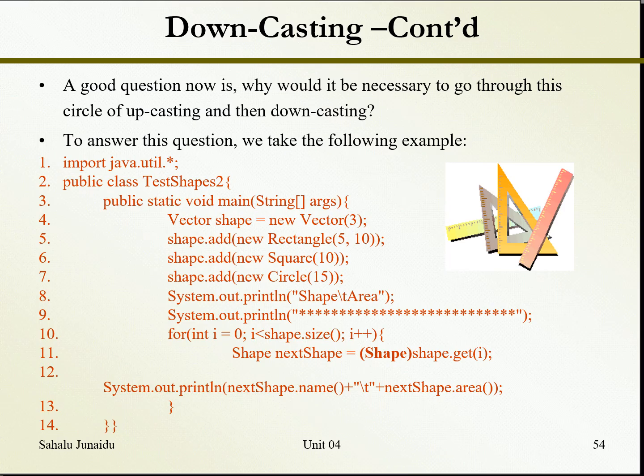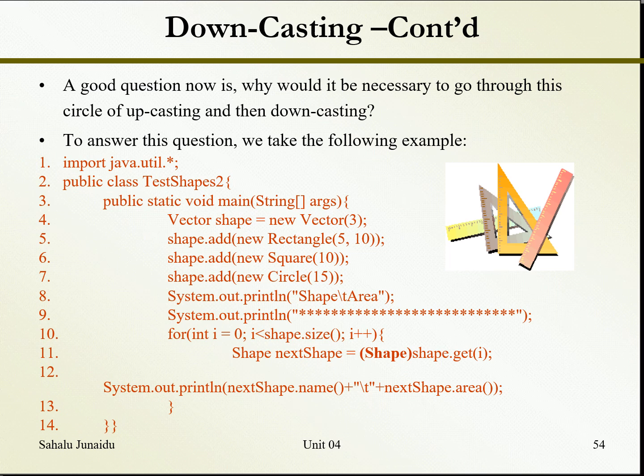Then here we said next chef equals chef.get(i). Fine. A very good example. Now, next chef, remember the chef we are trying to get is of type Vector. But now we are saying it's of type what? Chef.